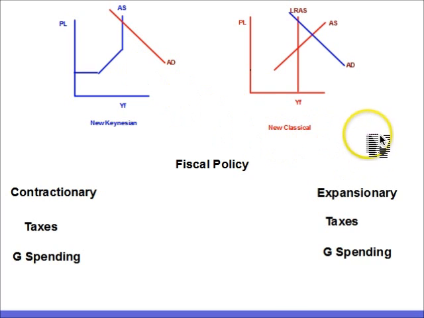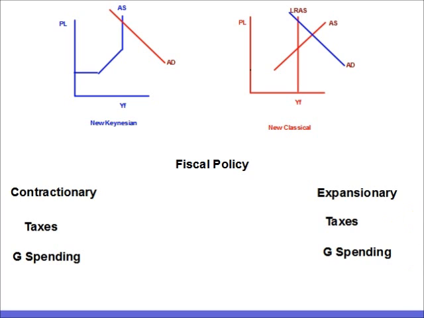Now, over on our new classical one, notice that I've moved aggregate demand to the right of full employment. Notice it creates this little triangle right here. That is called our inflationary gap. And so both graphs now show that we are in an inflationary time period. And now we need to show what our options are.